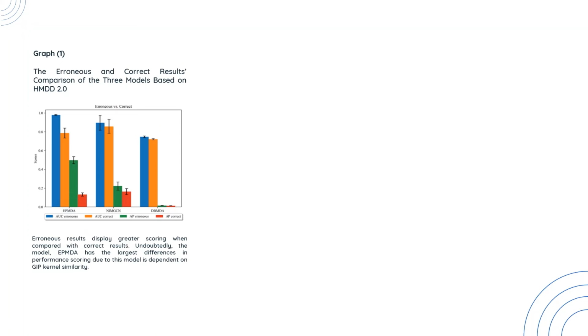This is because this model depends on GIP kernel similarities. The result proved that the use of disease semantic similarities in the models, such as NIMGCN and DBMDA, can maintain the performance levels. Moreover, the addition of mRNA sequence similarities and DBMDA models can protect the model from a decline in performance.